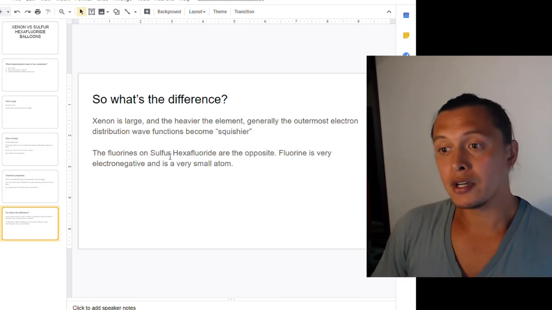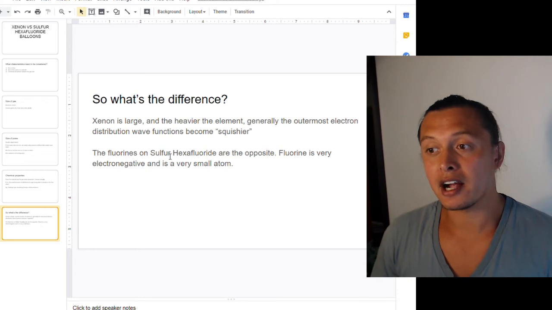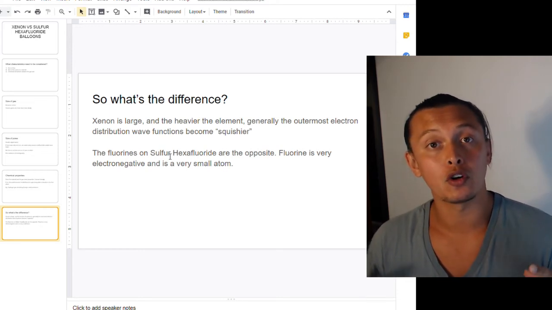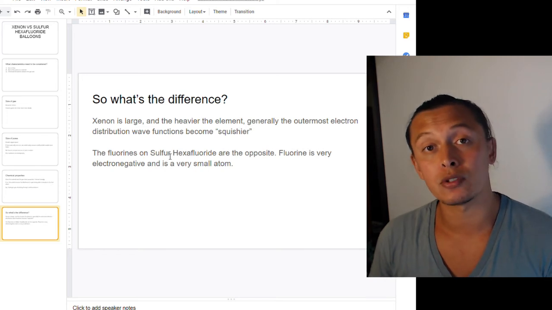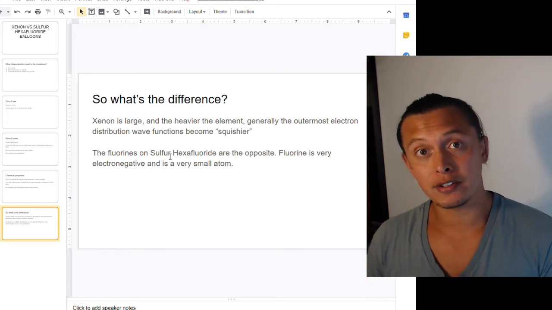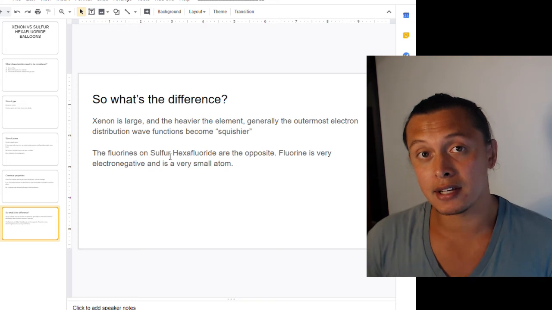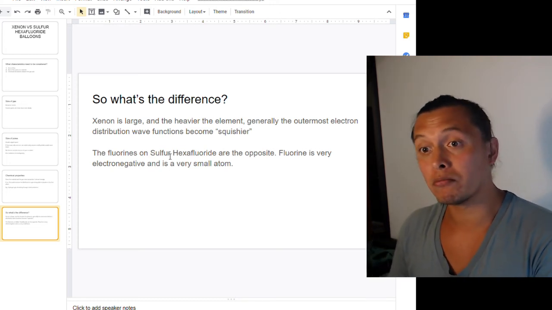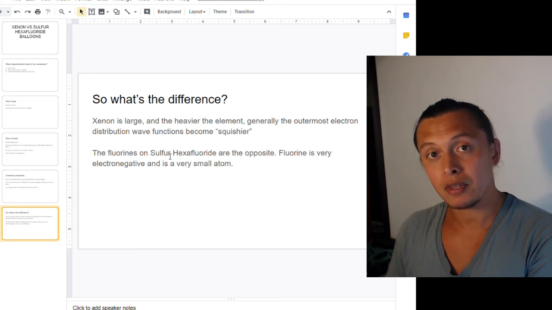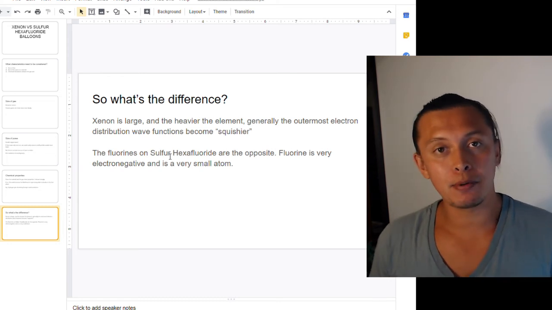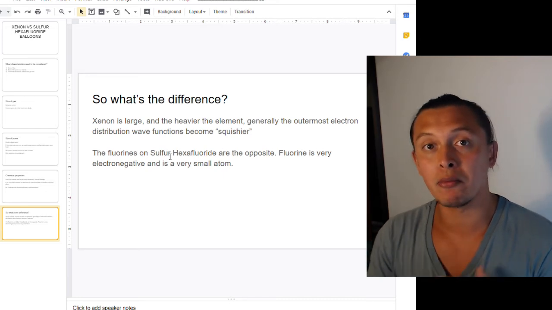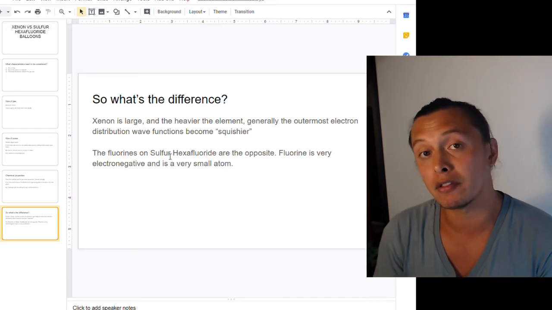The fluorines in the sulfur hexafluoride are the exact opposite. Fluorine is very electronegative, and it has a very small atom, and they're going to hold onto the electrons very tightly. As a result, even though sulfur hexafluoride is about the same size as xenon, it is not going to be able to dissolve or move through the pores at all. So in this particular case, when it comes to diffusion, it's almost as if you have a vacuum in the middle of the balloon.